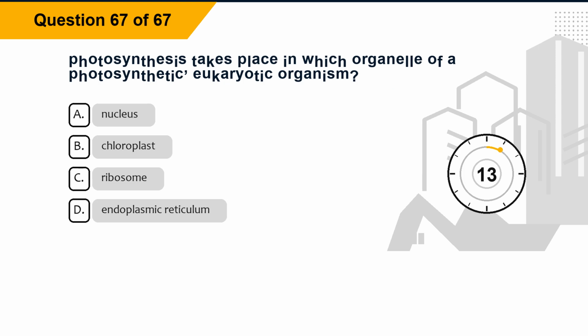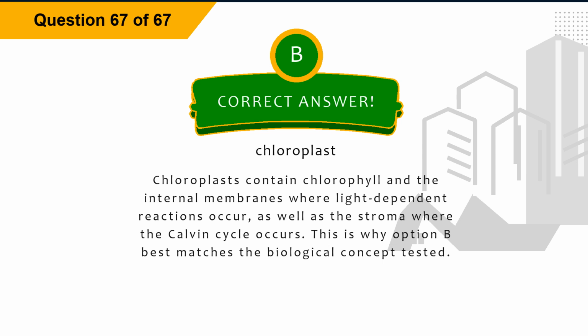Question 67. Photosynthesis takes place in which organelle of a photosynthetic, eukaryotic organism? Option A, nucleus. Option B, chloroplast. Option C, ribosome. Option D, endoplasmic reticulum. The correct answer is option B, chloroplast.